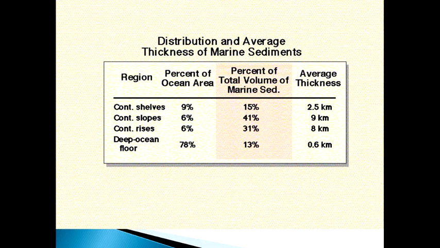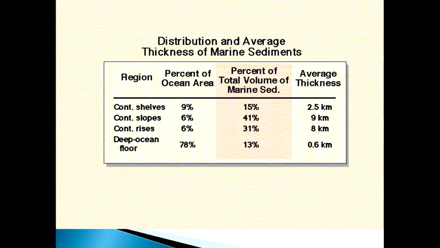If we look at the chart here, now again, a bunch of numbers. I'm not so interested in you remembering the numbers, but just certain features. So notice on the extreme left, it talks about the continental shelves, slopes, rises, and the deep ocean floor. If you look at the next column, the percent of the ocean area, you see that the shelf, slope, and rises are small in comparison to the deep ocean floor.